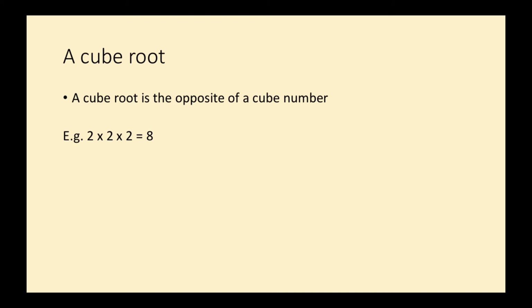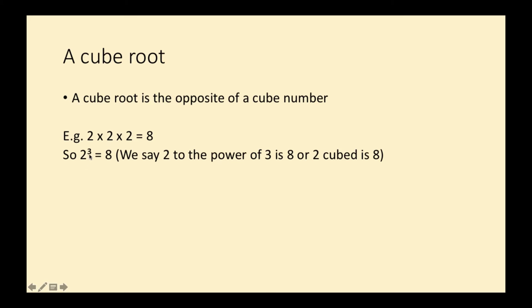So now let's look at a cube root, and I'm sure you already know now that a cube root is going to be the opposite of a cube number. So for example, we know that 2 times 2 times 2 is 8. So we can say that 2 cubed is 8. So if we cube root something, we have to have this little 3 here to show that we are cube rooting. And the cube root of 8 is 2 because it's the opposite. It's the number that we times together 3 times to get 8.